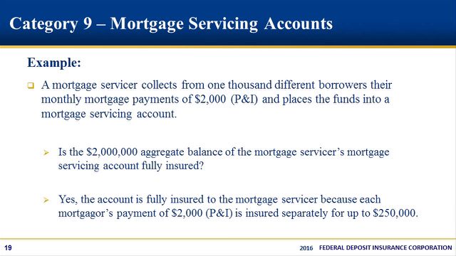Let's discuss a quick example on how coverage for mortgage servicing accounts works. Let's assume we have a mortgage servicer or lender who collects from 1,000 different borrowers their monthly mortgage payments of $2,000 for P&I and places the funds into a mortgage servicing account. The mortgage servicer wants to know if the $2 million aggregate balance of the account is insured. The answer is yes. The account is fully insured to the mortgage servicer because each mortgagor's payment of $2,000 of P&I is insured separately for up to $250,000.